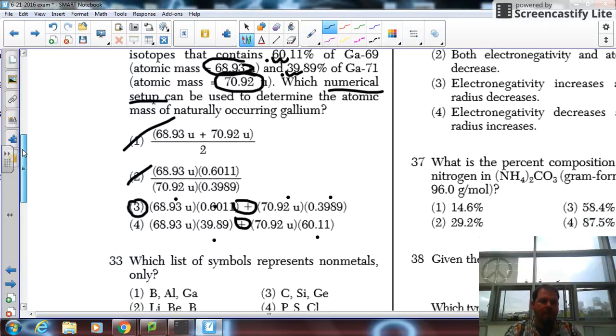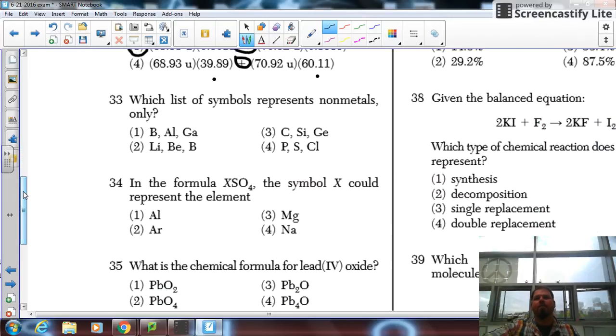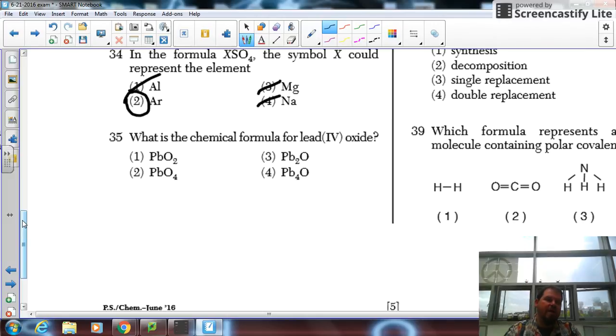Okay. Whew. Which list of symbols is nonmetals only? Nonmetals are to the left. Nope, I misspoke. To the right of the staircase. So I'm looking for aluminum, which is definitely a metal. He is right on the staircase, and remember, on the staircase is metalloids except for aluminum. We all know aluminum is a metal. We've dealt with aluminum cans. Magnesium is in group 2, and sodium is in group 1, so those are all metals. That leaves me with argon, which, if I didn't know it is a nonmetal, is a noble gas, and they are all nonmetals.